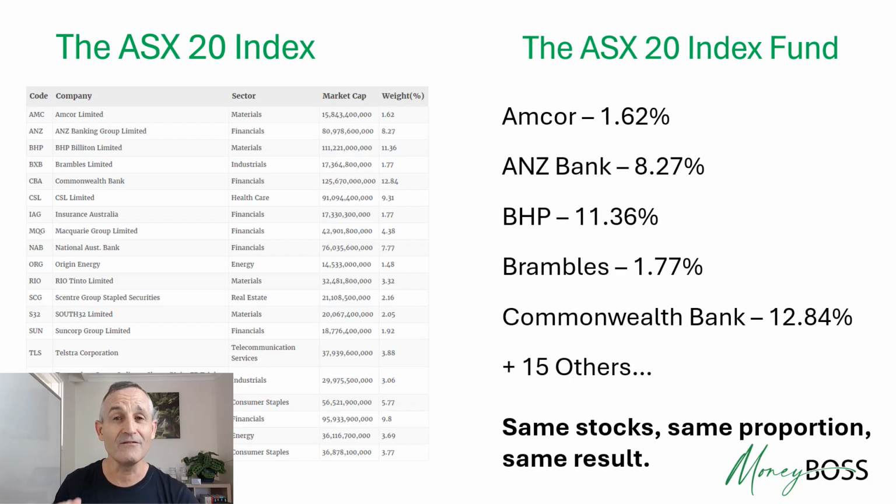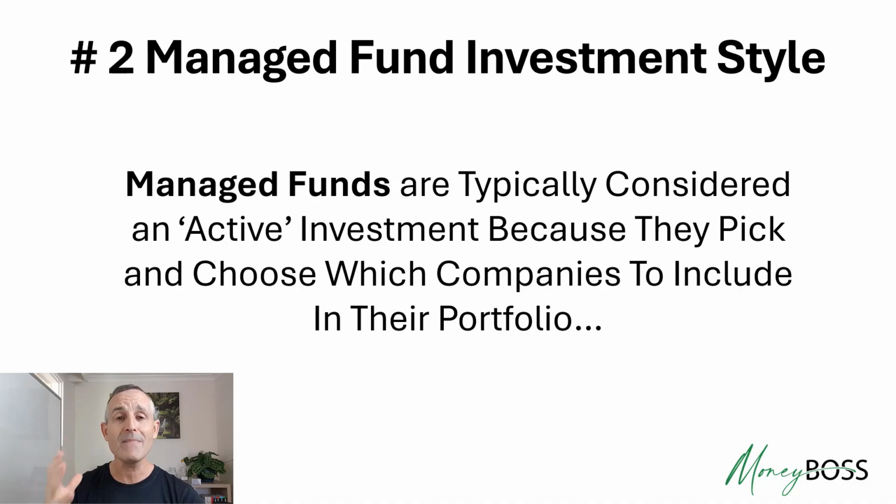So let's have a look at the investment style and strategy of a managed fund. So a managed fund is typically considered an active investment simply because it's got portfolio managers that are actively moving shares in and out of the portfolio all the time, because what they are trying to do is pick the best performers. So they have a chosen index that they're trying to beat. They'll look at all the different shares in that index and they will choose what they believe are going to be the best performers. So they have research analysts that go out and they visit these companies.